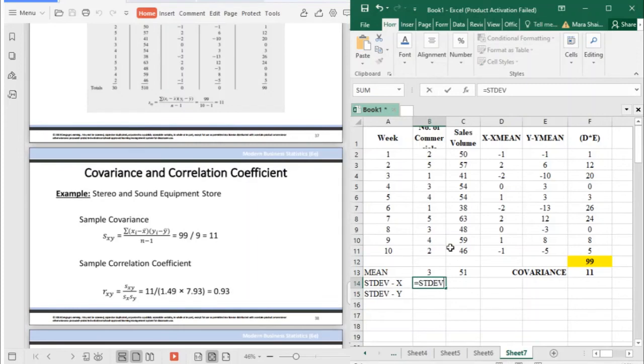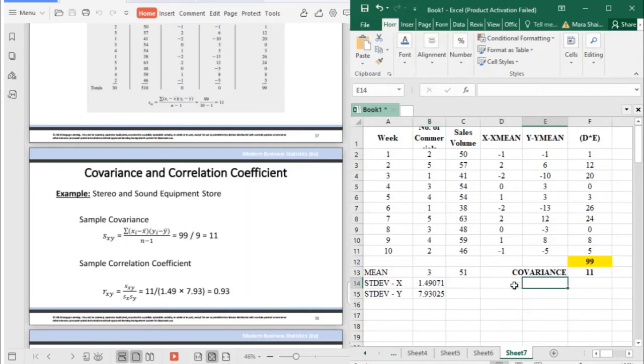So, since we are dealing with a sample, for X and then for Y. So here we already have our standard deviations. You can also see them here, 0.49 and 7.93.